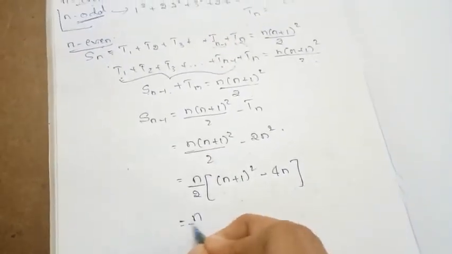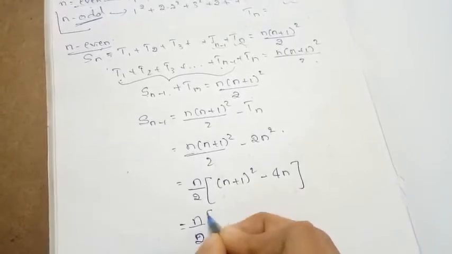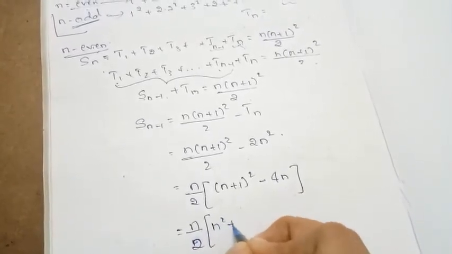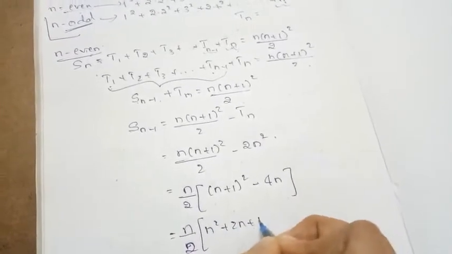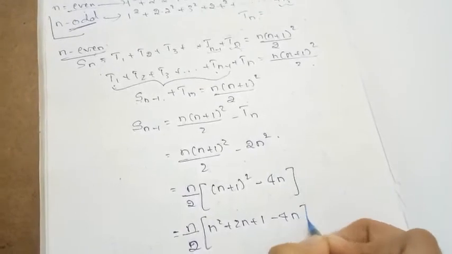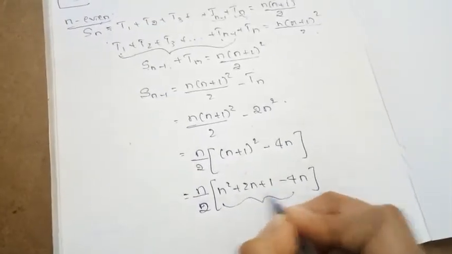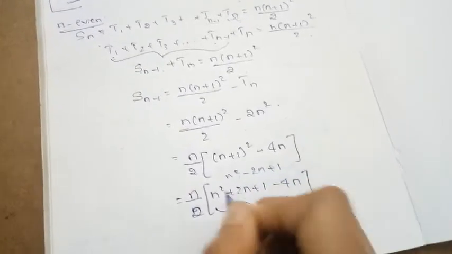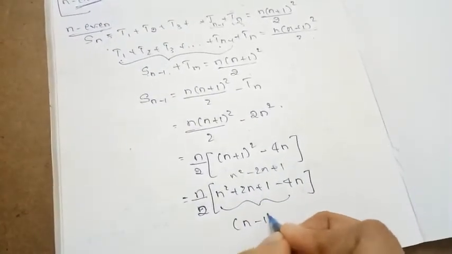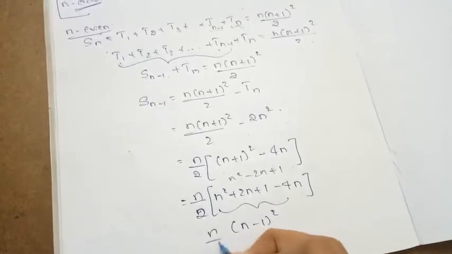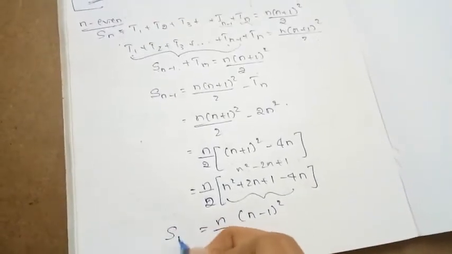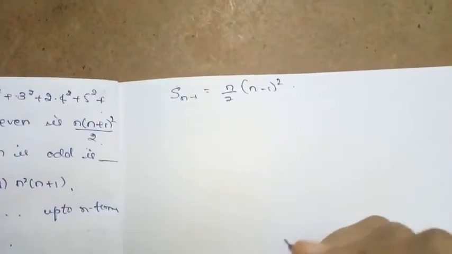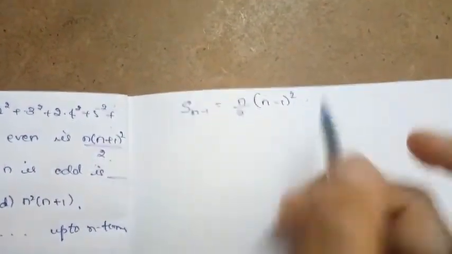Now expanding that, n plus 1 whole square, n square plus 2n plus 1 minus 4n. So this will be nothing but n square minus 2n plus 1, which is nothing but n minus 1 whole square, n by 2, which is nothing but Sn minus 1. So you got this one, the summation.